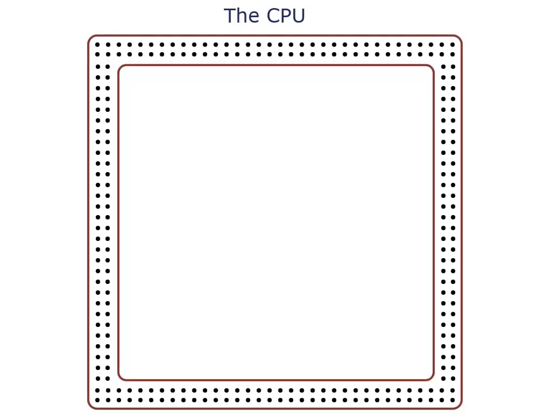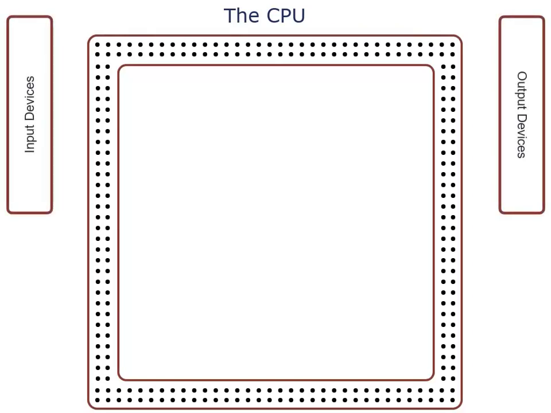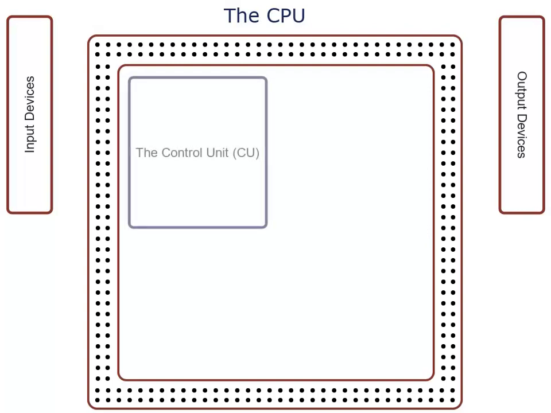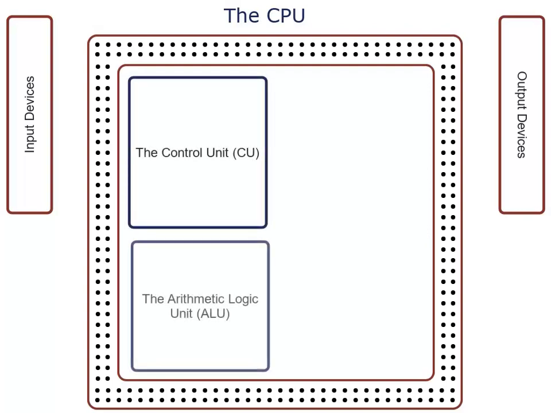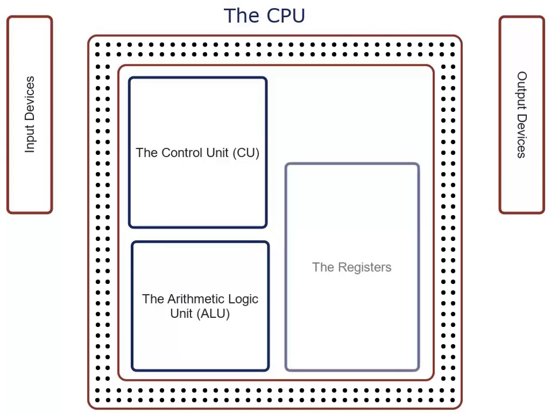We discovered in the first video that the CPU interacts with input and output devices, and that three of the components of the CPU are the control unit, the arithmetic logic unit, and the registers. Data is then transferred between each of these components and other devices along wires called buses.